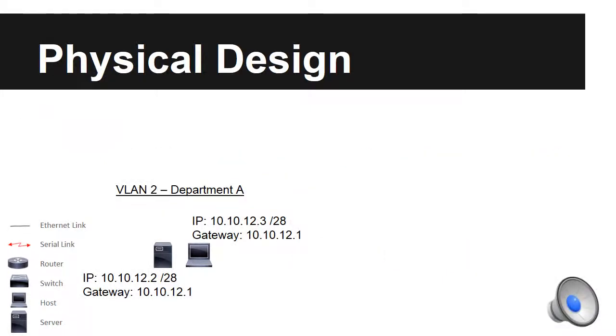Here we have VLAN 2, that's for Department A. The hosts begin at IP 10.10.12.3, subnetted at /28. They look for their gateway on 10.10.12.1. And then we also have the server here, and that gets an IP of 10.10.12.2. And it's also on the same /28 subnet, and it's looking for the same gateway at 10.10.12.1.